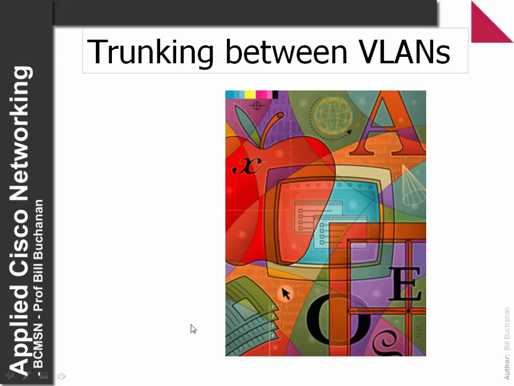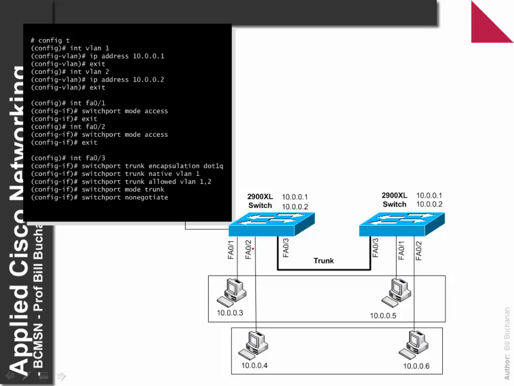So how do we trunk between our VLANs? In this case we have 2 nodes connected to one switch, 2 nodes to another switch, and we're using the third port on each switch as a trunk. So we set up a connection between the two on those ports. So we can see here that we define our 2 VLANs, and we can assign them with different IP addresses to be able to communicate with them.